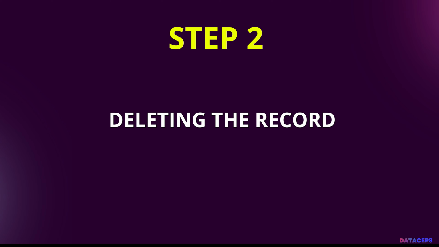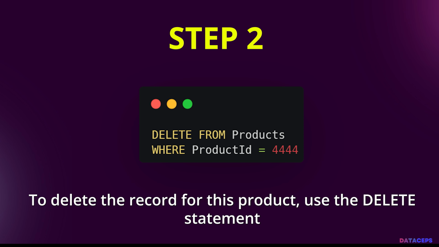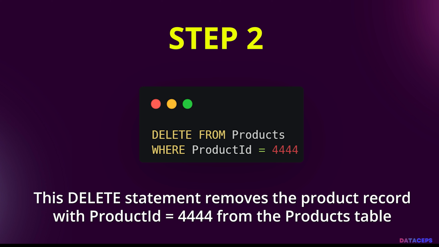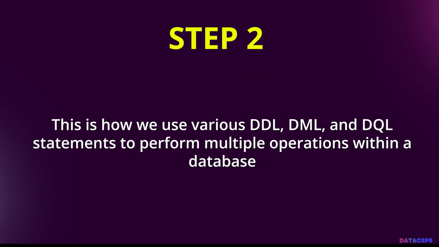Step 2. Deleting the record. Next, to delete the record for this product, use the delete statement. This delete statement removes the product record with product ID equals 4,444 from the products table. This is how we use various DDL, DML, and DQL statements to perform multiple operations within a database.